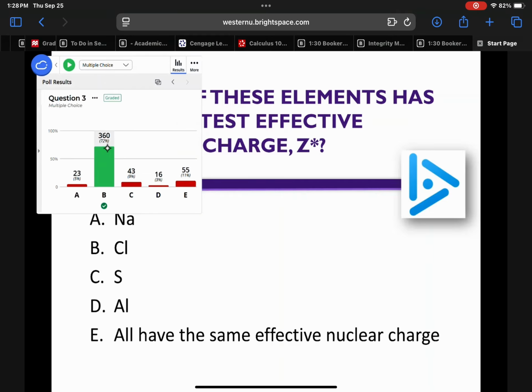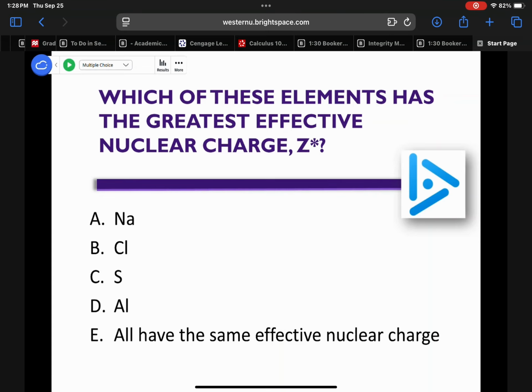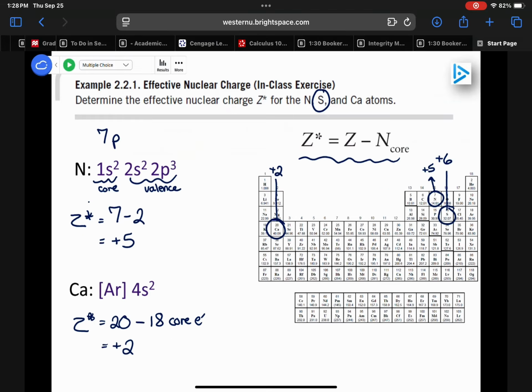Okay, so we extended it here. 3/4 of us got to chlorine, realizing that it has a +7 effective nuclear charge. Sodium, meanwhile, only +1. We already did sulfur, and aluminum just +3. How did we get that? Well, can you see the pattern starting to happen here?